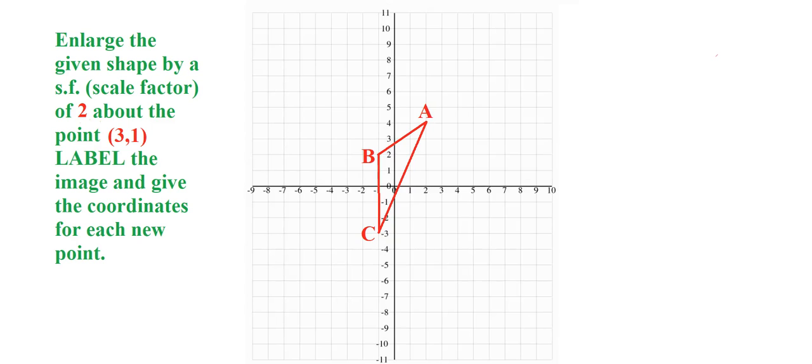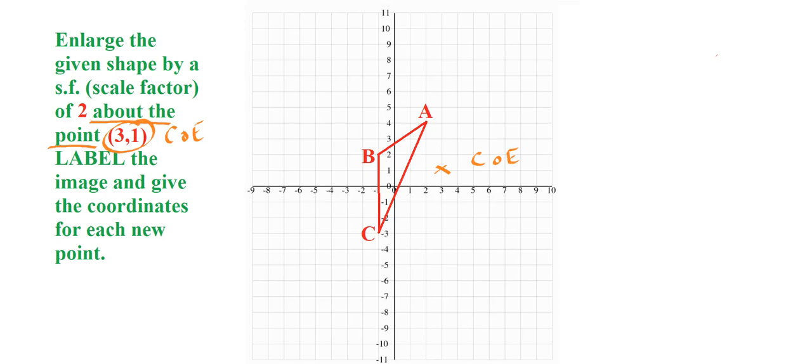Enlarge the given shape, so that's shape, the triangle ABC, by a scale factor of 2 about the point 3, 1. Then we've got to label the image, and give the coordinates for each new point. So let's first of all find the center of enlargement, and that's this bit, because we have to enlarge by a scale factor of 2 about the point 3, 1. So this 3, 1 is our center of enlargement. So let's find that. 3, 1 is here, and that's the center of enlargement.